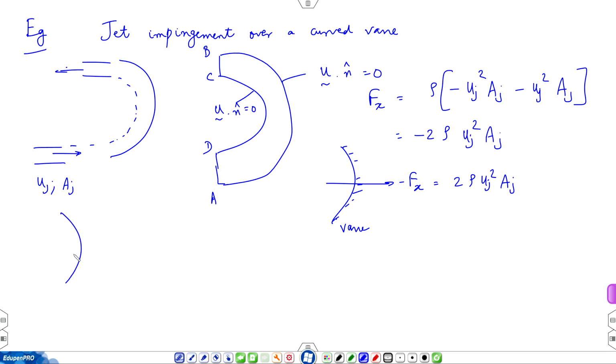So, now let us say the vane is moving at constant speed capital U, then force acting on the vane is equal to 2 rho a j (u j minus capital U) square. Replace absolute velocity by the relative velocity, and the power transfer to the vane is the product of force and velocity.